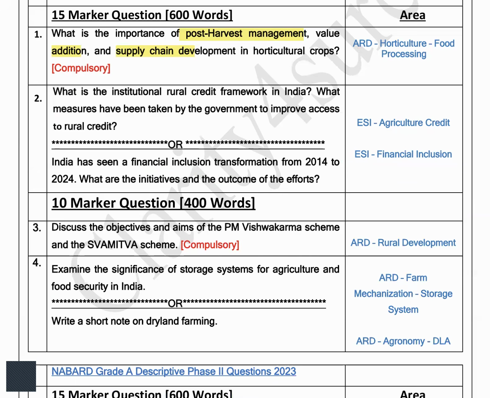Now, coming on to the 10 marker, again, a compulsory question is coming from rural development. The scheme-based question they have asked. In alternate years, we are seeing that one year they are asking a scheme-based compulsory question, other year not. So again, the questions are very easy.